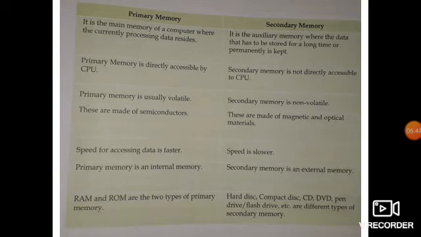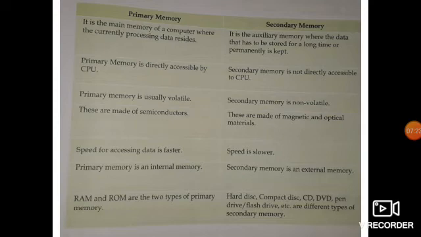Primary memory is the main memory of the computer where the currently processing data resides, whereas secondary memory is the auxiliary memory where the data that has to be stored for a long time or permanently is kept. Primary memory is directly accessible by the CPU, but secondary memory is not directly accessible by the CPU. Primary memory is usually volatile and secondary memory is non-volatile memory.